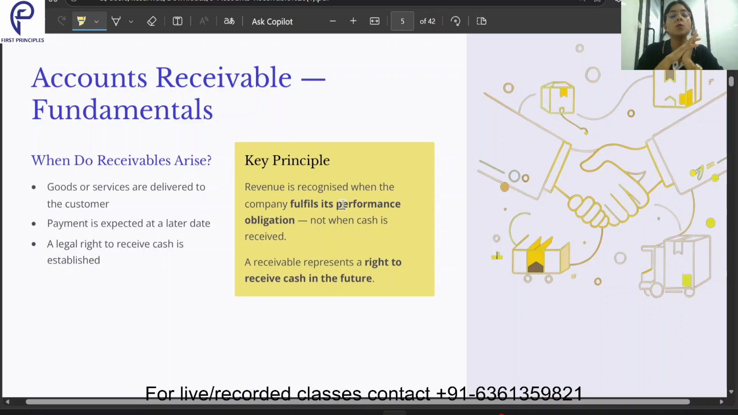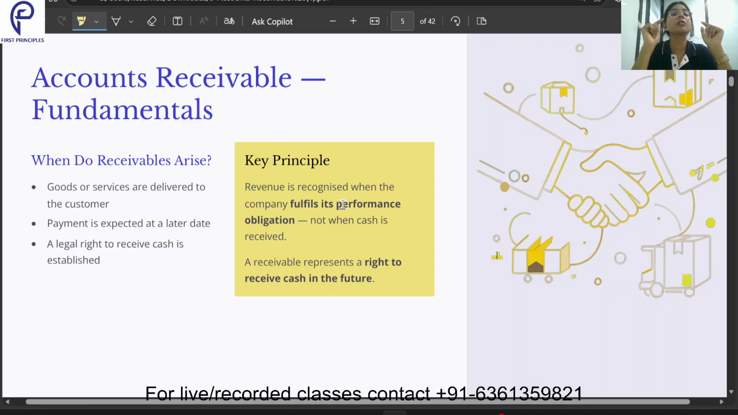Now, how do accounts receivable arise? When goods or services are delivered to the customer, payment is expected at a later date. A legal right to receive cash is established. That means we have given goods or services to the customer, payment is going to be made at a later date, and we have the title to receive the cash. That means I have a valid invoice, receipt, or maybe a bill of lading, which acts as proof.